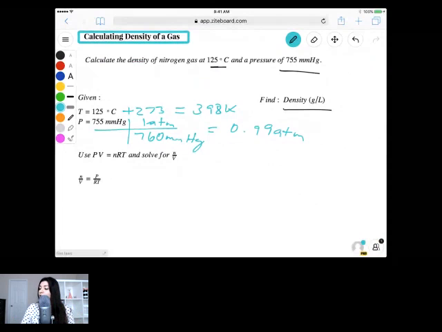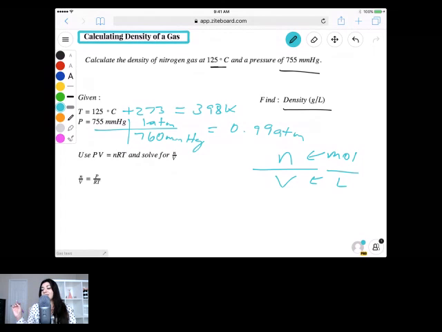So you will solve for n over V, because this will give you your moles divided by your liters. And you're one step closer to getting grams per liter, which is your density. So we'll see that in a second.